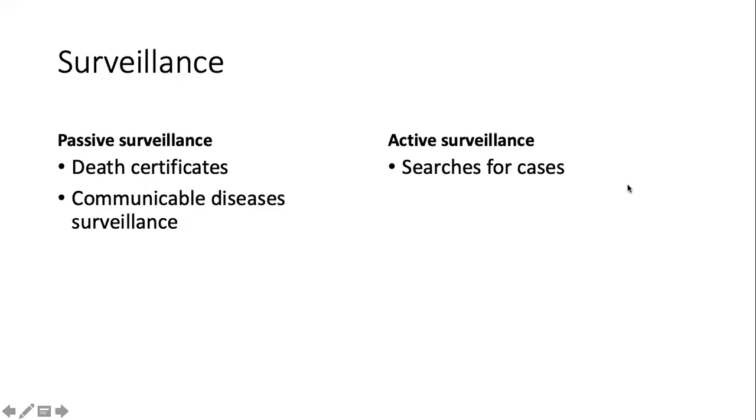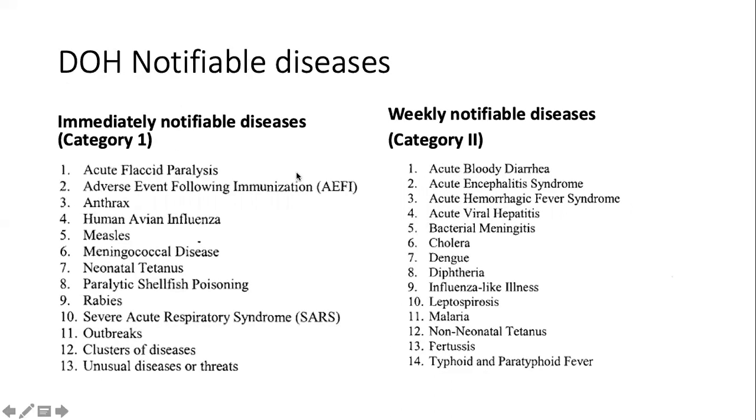Active surveillance, on the other hand, are surveillance that search for active cases. So an example of active surveillance would be our COVID surveillance. We actively search for cases through screening, contact tracing, active case detection. These are examples of active surveillance. So another example of active surveillance would be your DOH notifiable diseases. I think we've discussed this already for your, I don't know, PMCH 1, I think. But if not, these are diseases that have been identified that you have to either notify immediately or within the week.